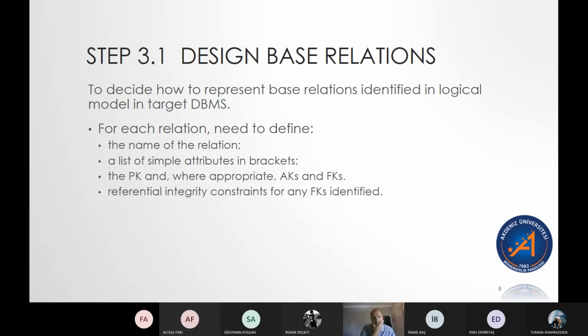So let's get to the derived data discussion before the break. For each relation, from our logical model, we have the name, a list of simple attributes, the primary key and where appropriate foreign keys and alternate keys, and referential integrity constraints for any foreign keys identified. So all of this comes from our logical model.